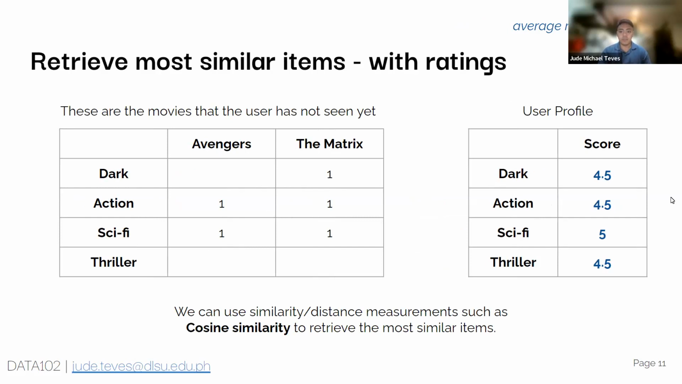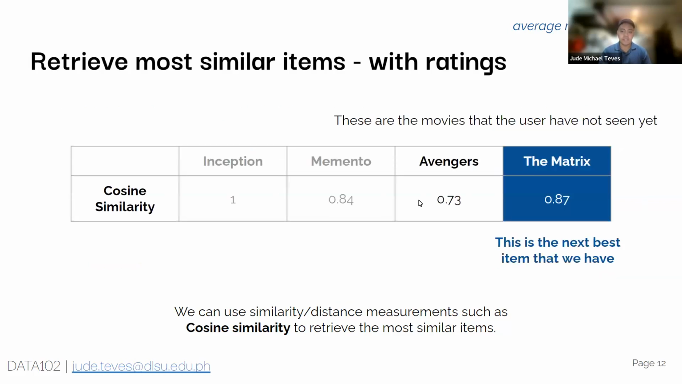And we will now be calculating the distance of this user profile with the rest of the movies. If we use cosine similarity, we will end up with the following values. It's 1 for Inception, 0.84 for Memento. Again, we already watched those, so we will be recommending something that the user has not seen. In this case, it's still The Matrix, still the best item that we have.